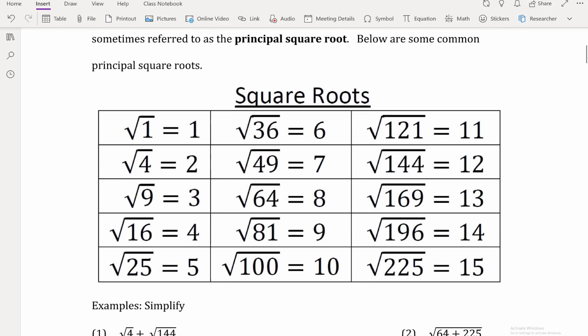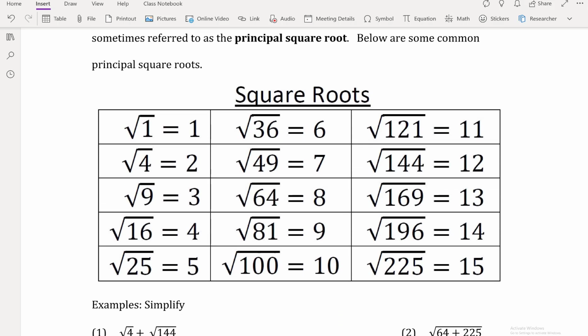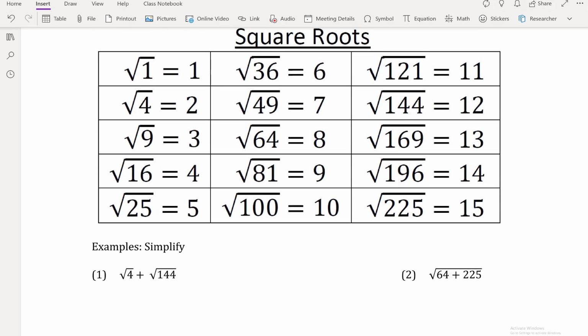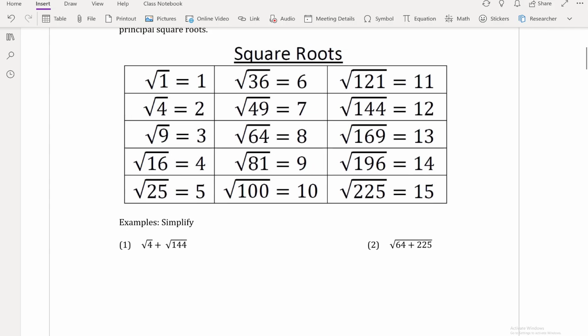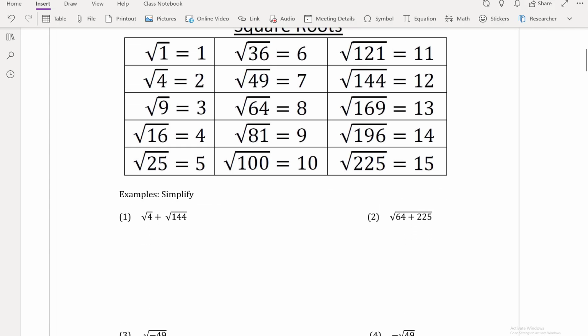Below are some of the common square roots, all the square roots 1 through 15. The square root of 1 is 1, the square root of 4 is 2, all the way up through the square root of 225 is 15. If you need that as a reference, there you go. Now we want to start simplifying some of these expressions.